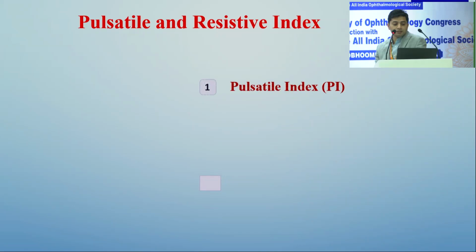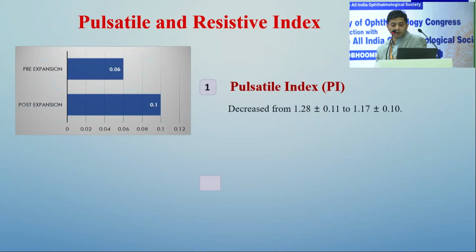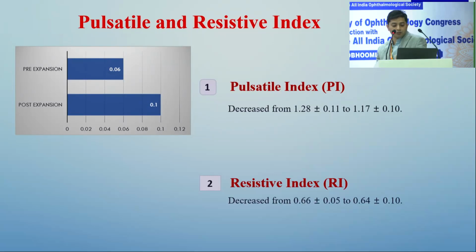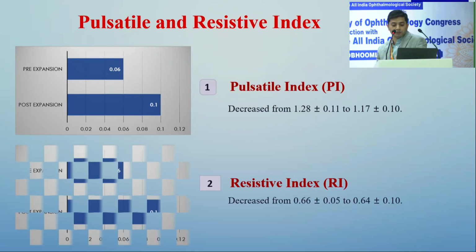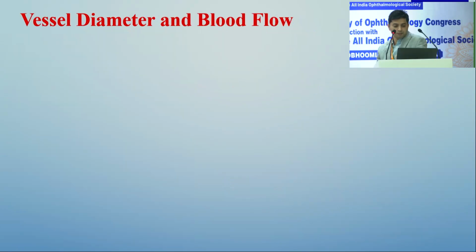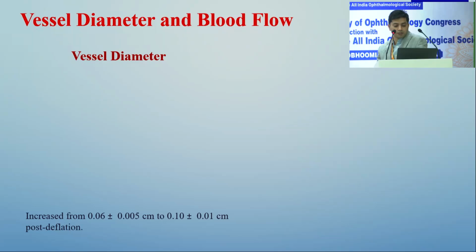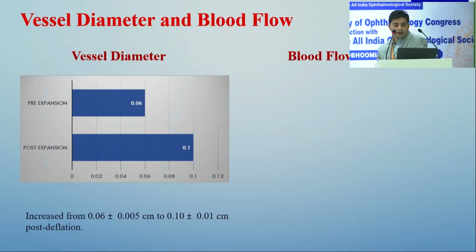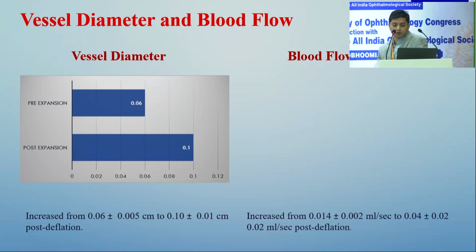The resistive indexes were reduced from 1.28 to 1.17, and the resistive index also reduced from 0.66 to 0.64. The vessel diameter of the vessels present also increased from 0.06 to 0.10, and the blood flow indices also increased from 0.14 to 0.04.